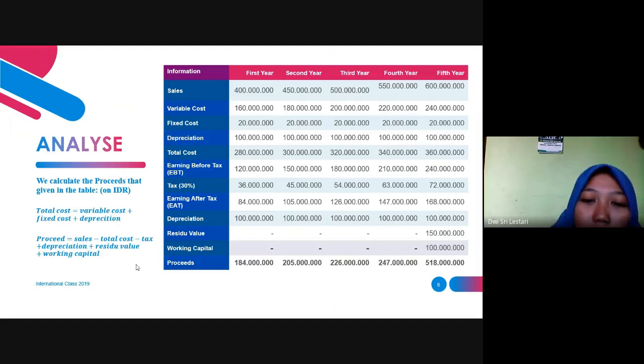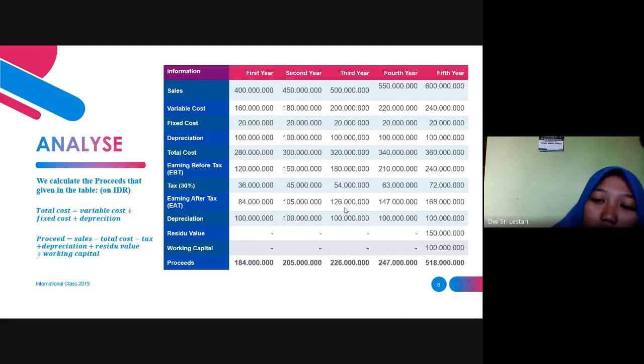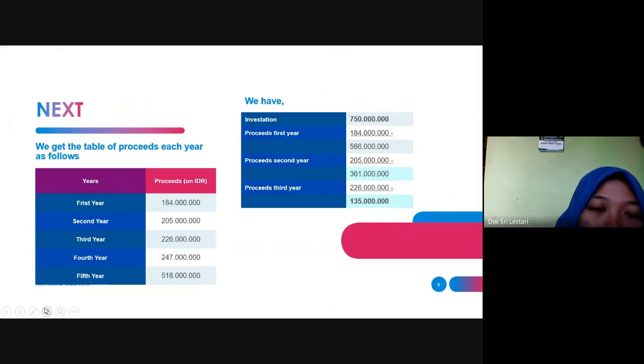And we have proceeds for first year is 184 billion. For second year is 205 billion, and third year is 226 billion. For fourth year is 247 billion, and fifth year is 580 billion. Then we get the table of proceeds each year as follows: first year, second year, third year, fourth year, and fifth year.